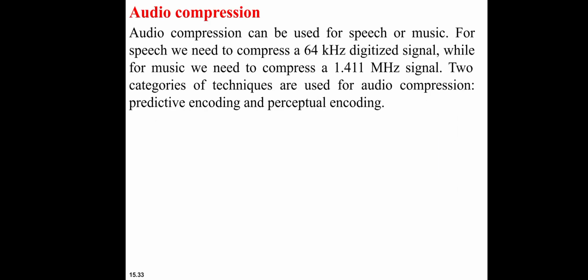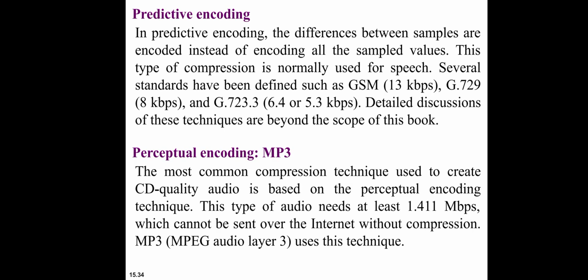So in audio compression, we can use the speech signal and music signal with the compression of a 64 kilohertz digital signal. For music, we need to compress in the megahertz signals, so it will have higher frequencies. For that we can use predictive encoding and perceptual encoding. In predictive encoding, differences between the samples are encoded instead of encoding all the samples. Only some of the sample differences will be encoded.